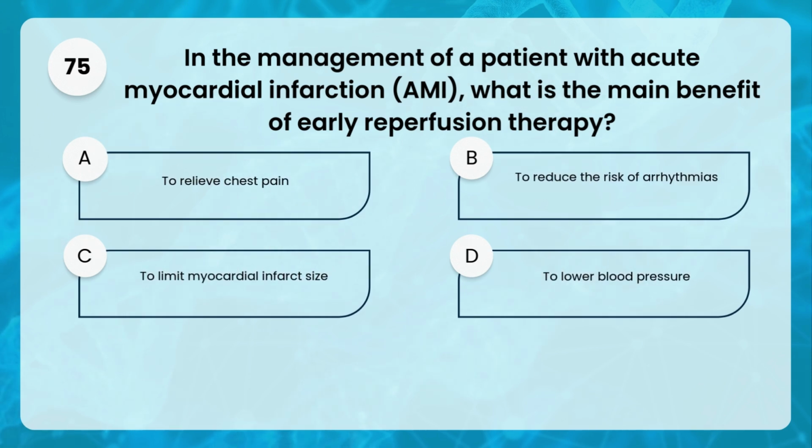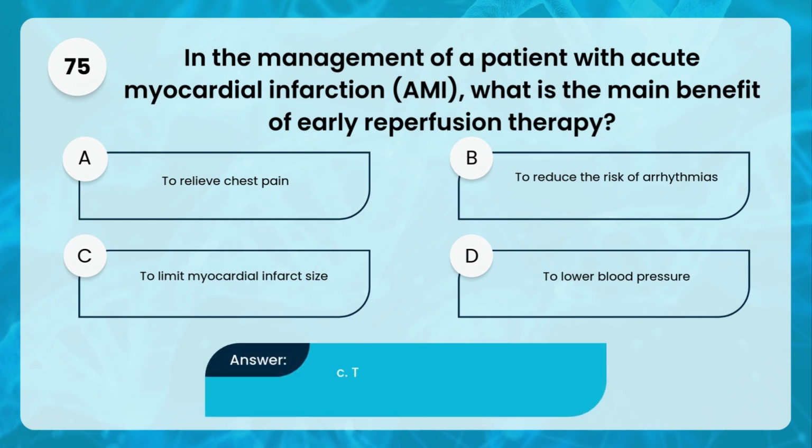75. In the management of a patient with acute myocardial infarction, AMI, what is the main benefit of early reperfusion therapy? A. To relieve chest pain. B. To reduce the risk of arrhythmias. C. To limit myocardial infarct size. Or D. To lower blood pressure. The answer is C. To limit myocardial infarct size.